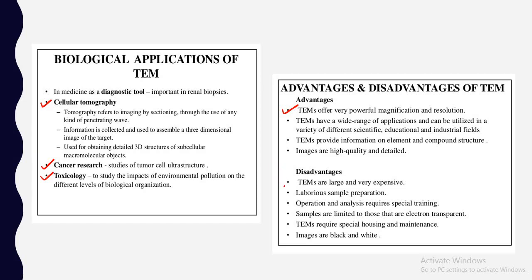But the disadvantages are they are large and very expensive. Sample preparation requires a lot of labor. We have seen the fixation is done, embedding is done, thin sectioning is done. So special training needs to be done. And it has high maintenance, and the images which are formed are black and white. Colorful images are not formed. So these are some of the disadvantages of the transmission electron microscopes.